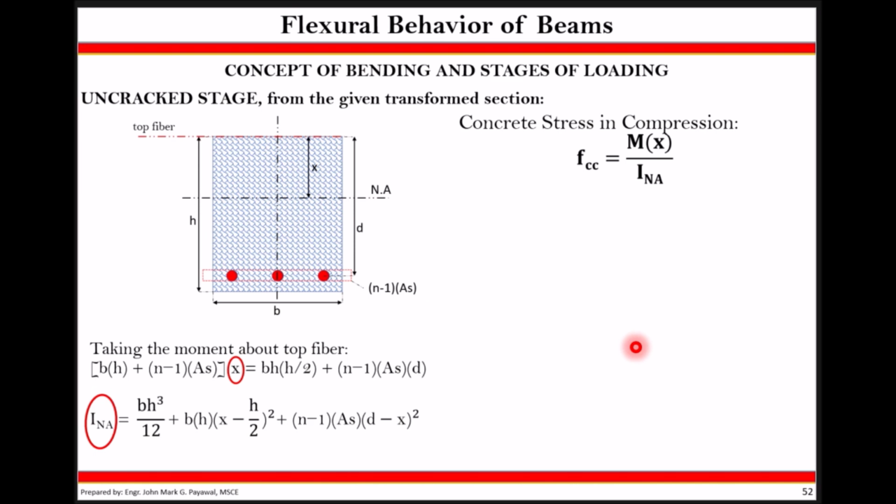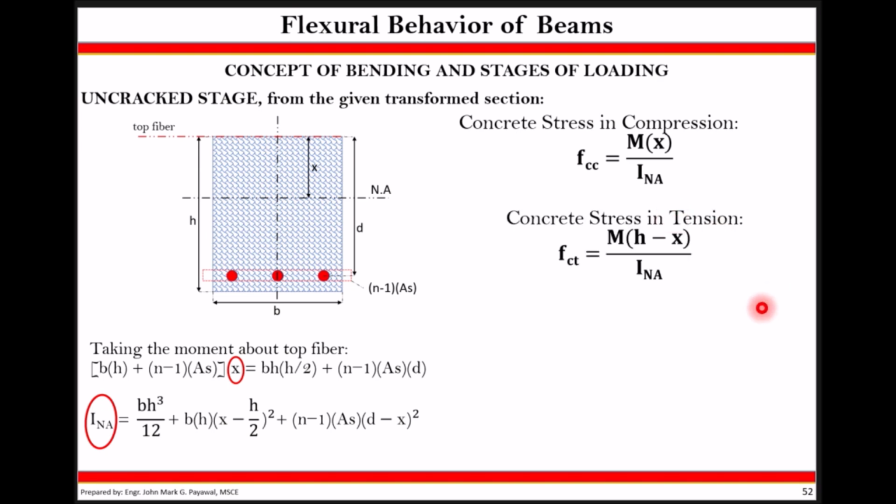Number 1, concrete stress in compression is equal to Mx over I_NA. How do we know that? Because your f_c is actually the bending stress caused by compression in your concrete. And in order for you to compute for that, you have to use this formula: M multiplied by x over I_NA.